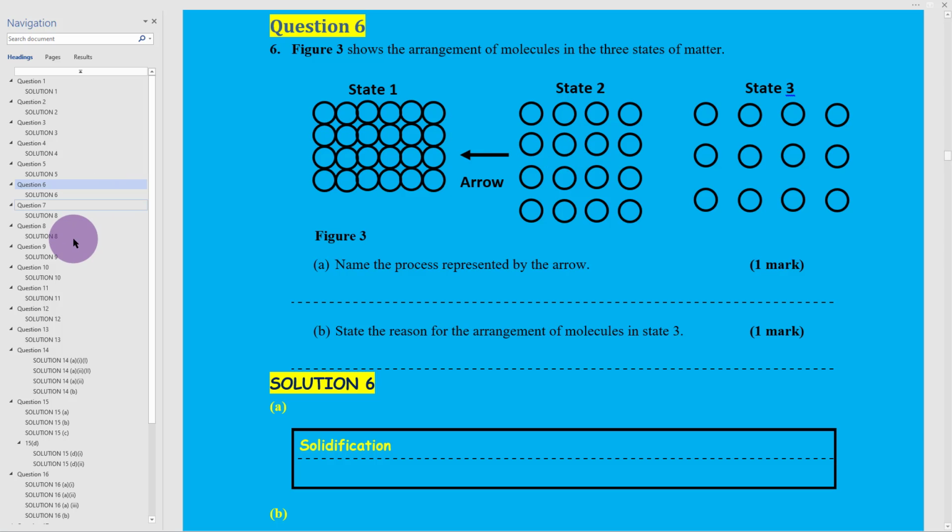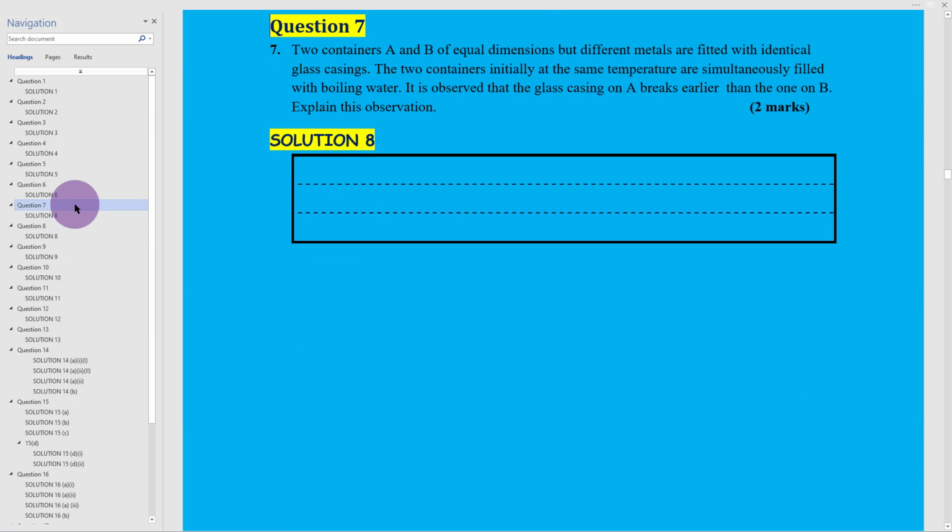And that takes us to question 7, where we have this question here. Actually, I've not gotten the solution for question 7 because I think it required a diagram and I could not be able to locate that diagram. So let's go straight to question 8.